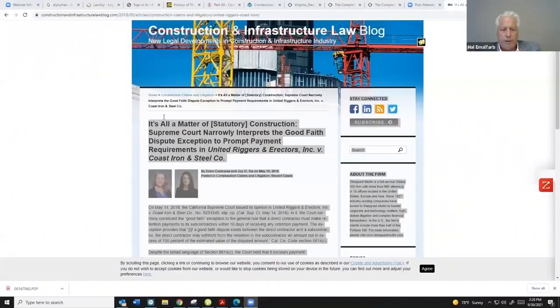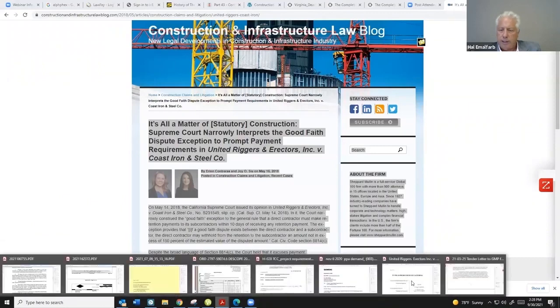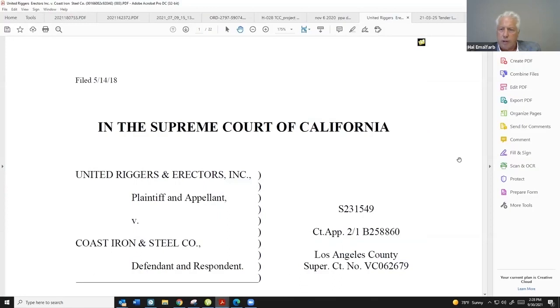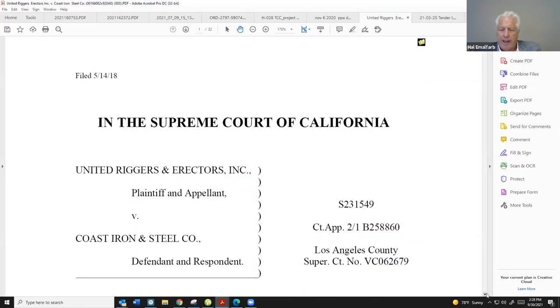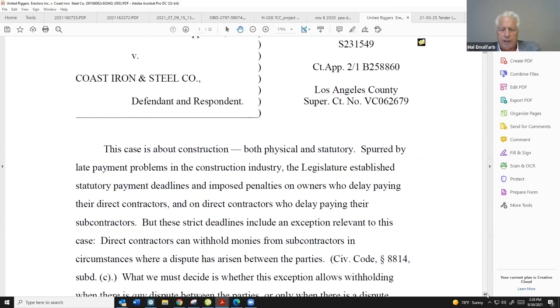Right. Yeah. And there are people on a legal network that specialize in representing these issues in contractor licenses, as you likely are doing too. So one of the things that I think is important, speaking of California, let me share my screen with the audience for one second if I can. Here is a case that came down called United Riggers versus Coast Iron Steel. And Yuri's talking a little bit about this today.